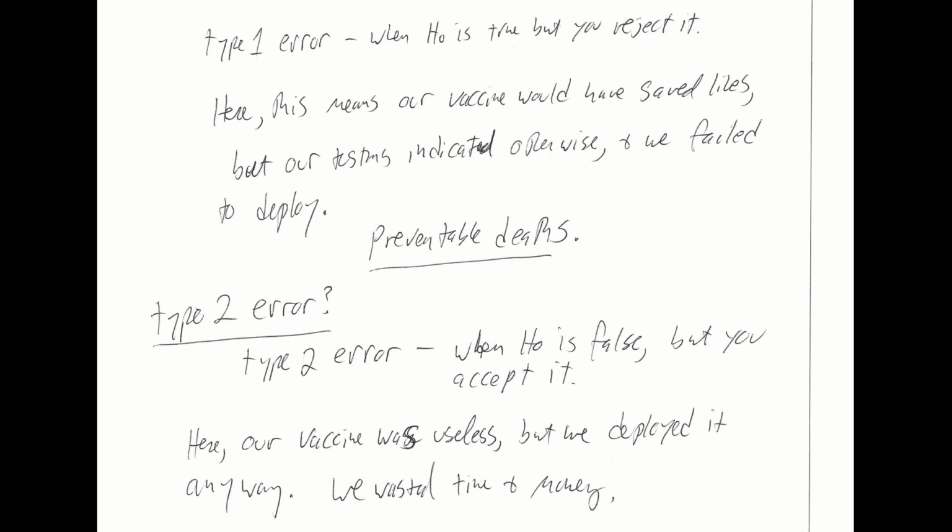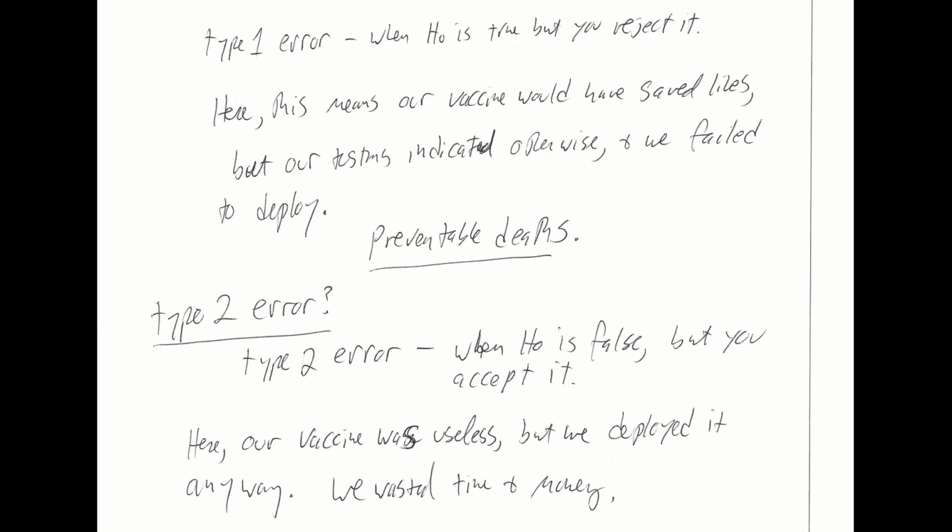What does a type 2 error look like? Type 2 errors occur when the null hypothesis is actually false, but your testing leads you to accept it. So here, our vaccine was actually useless. It wasn't going to help anybody. The null hypothesis was false, so mu was actually less than or equal to 1. But our testing led us to believe that it was an effective vaccine, and we deployed it.